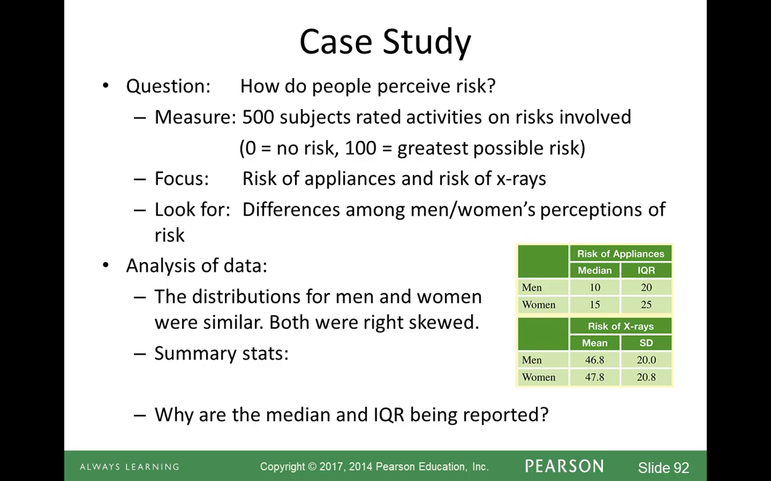So now if we go back to our case study, we talk about how do people perceive risk. And so they had 500 subjects rate activities on the risks involved. And we're going to look at the risk of appliances and the risk of x-rays, and they want to look at the differences among men and women's perceptions. So the distributions for men and women are similar. They're both right skewed. So guess what? We should use the median and the interquartile range.